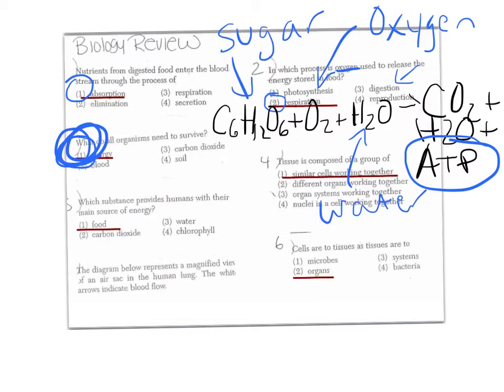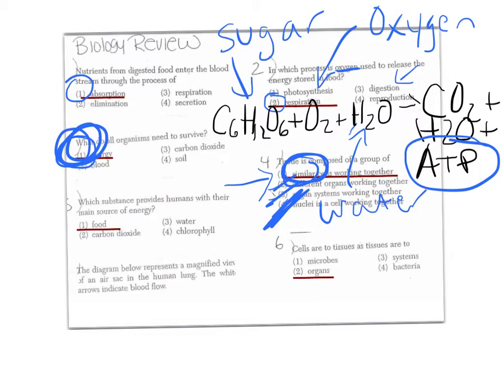Okay. So number 4, tissue is composed of a group of similar cells working together. These cells are the only cells that would be in this particular spot, like a muscle, or shoulder tissue is just meant to be shoulder tissue. All the cells in it are shoulder tissue. It has nothing to do with different organs or different organ systems working together. Nuclei in a cell working together, no. Similar cells working together. The key word there is similar.